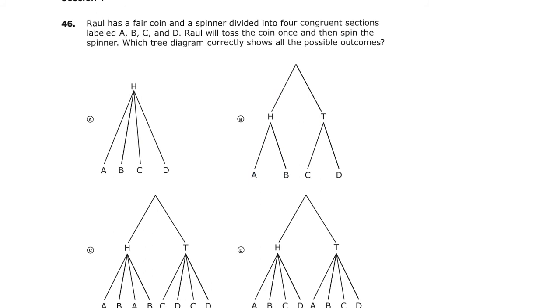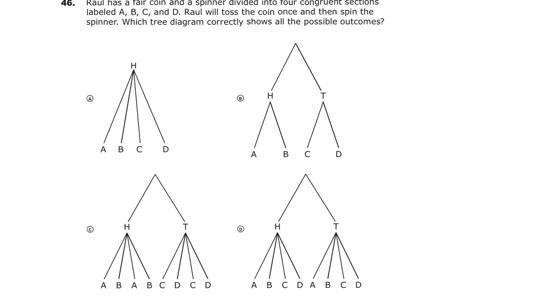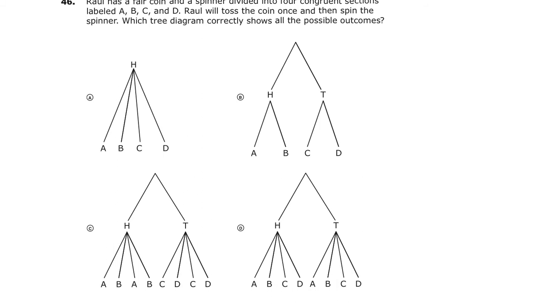46. Raul has a fair coin and a spinner divided into 4 congruent sections labeled A, B, C, and D. Raul will toss the coin once and then spin the spinner. Which tree diagram correctly shows all possible outcomes?